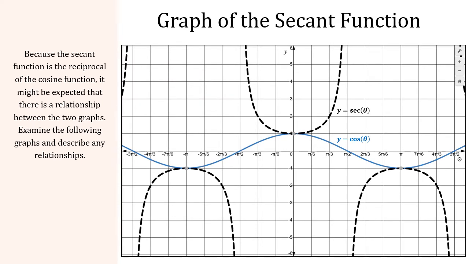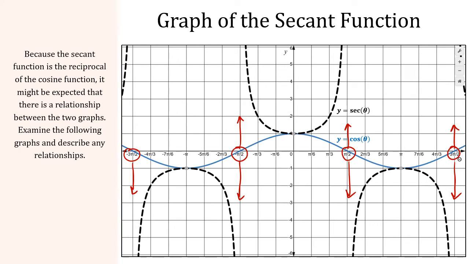Notice that we do have vertical asymptotes. Looks like the vertical asymptotes, where are those happening? Looks like at negative 3 pi over 2, at negative pi over 2, at positive pi over 2, and at 3 pi over 2. Why are those vertical asymptotes occurring at those values?